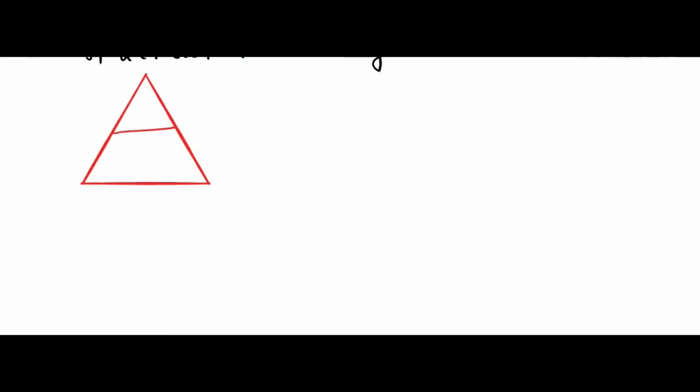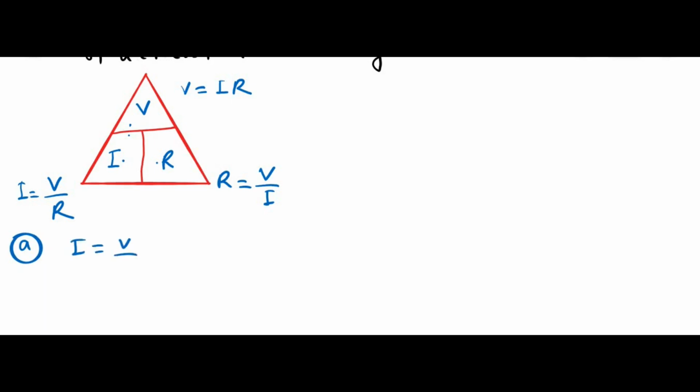Ohm's law can be expressed in three forms. If you draw a triangle like this, consider this is V, this is I, this is R. So we can write V is equal to I into R, R equal to V by I, and I is equal to V by R. Like first equation is I is equal to V by R, second is V is equal to IR, and third is R is equal to V by I.